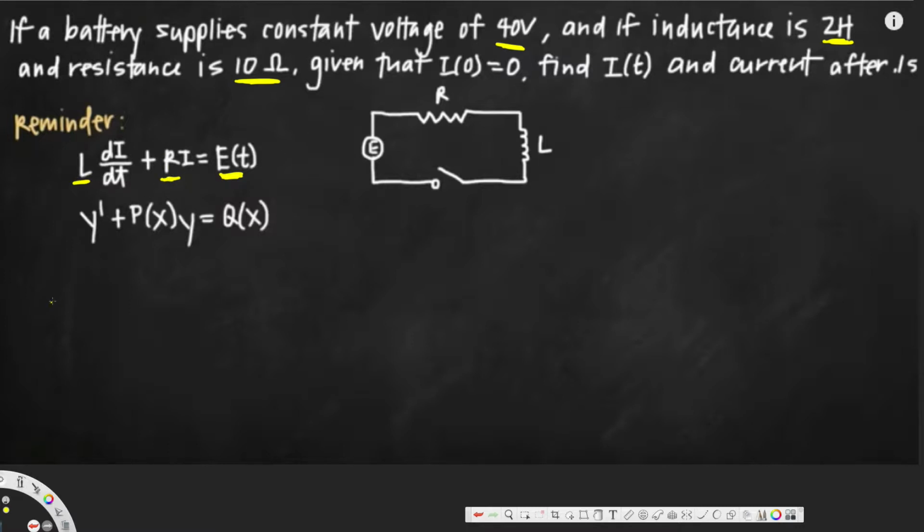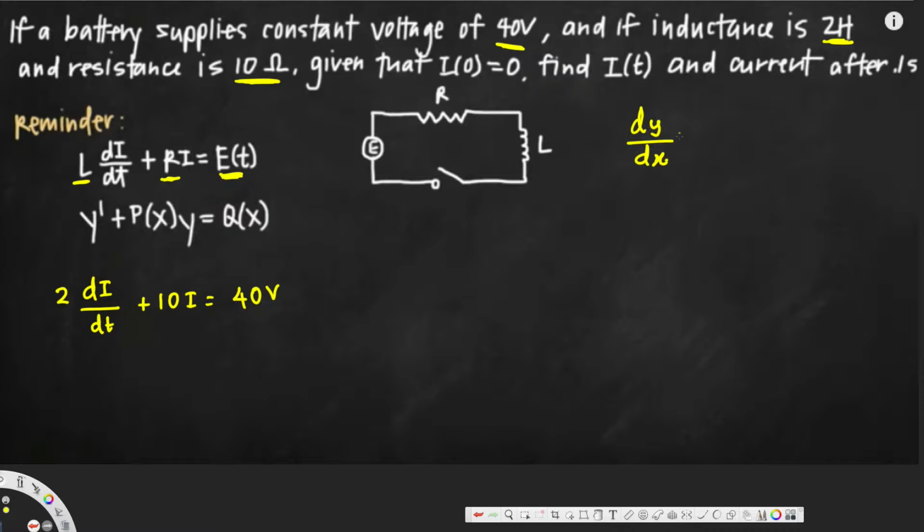L is 2 henries, so this is going to be 2 di by dt, and then plus Ri. R is 10, so 10 I, and E of t is going to be 40 volts. Now this is not in standard form, because in the standard form of the linear differential equation you may have seen dy by dx. Here it's di by dt. It can be anything, it depends on the situation. Since we are dealing with time, it's di by dt.